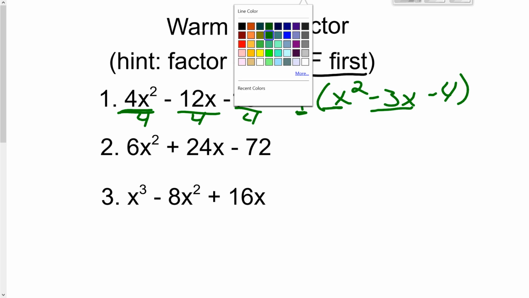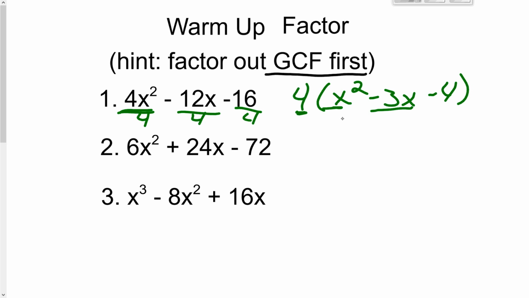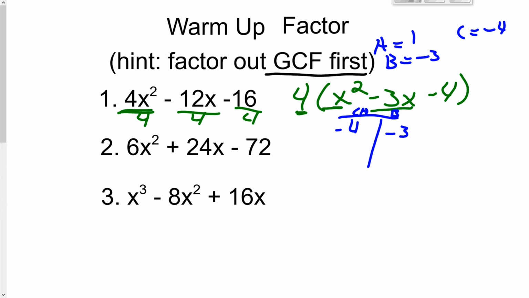Okay, now we can go ahead and use CAB to do this. So now our a is 1. That's how many x squareds I have, or the coefficient in front of the x squared. B is the coefficient in front of the x, and C is our constant, the one without the coefficient. Then we multiply our C times our A. That's CA. And then our B is negative 3. And since these are both negative, we could look at that chart and say, since this is negative, that means I'm going to subtract to get to negative 3.